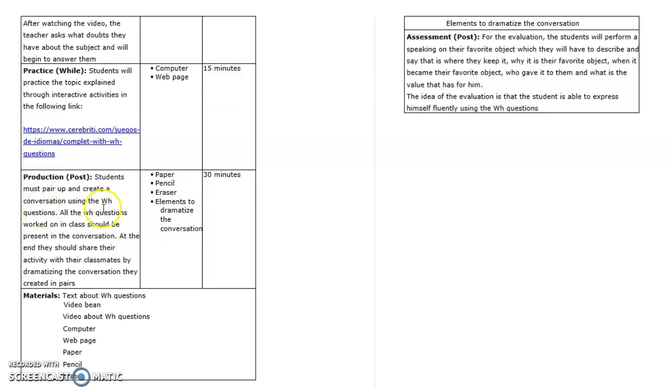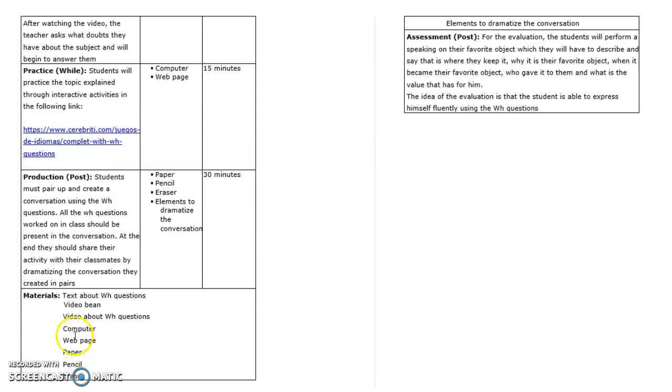After that, production. The students must pair up and create a conversation using the WH questions, or the WH questions worked on in class should be present in the conversation. At the end, they should share their activity with their classmates by dramatizing the conversation they created in pairs. The resources are paper, pencil, eraser, elements to dramatize the conversation, and the time is 30 minutes.